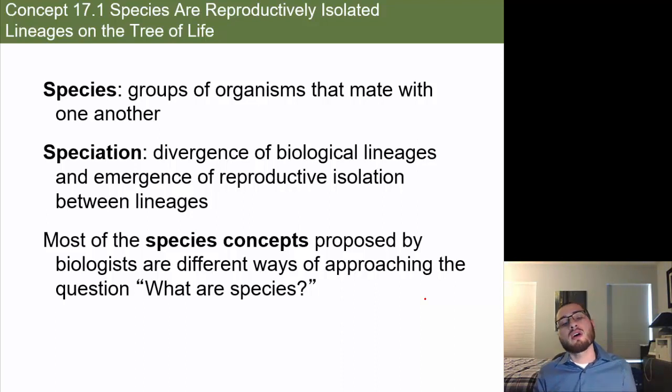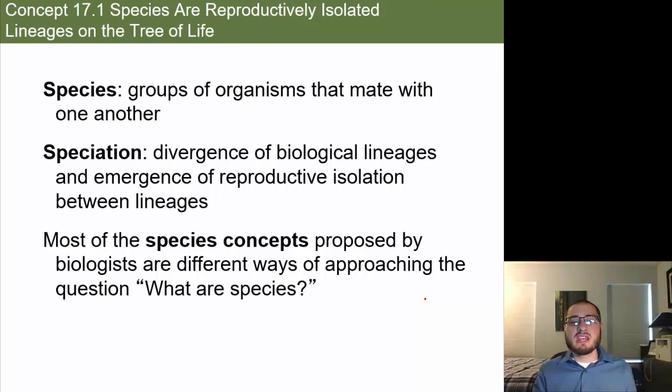Now, we'll talk more about where this gets a little wonky, but think of it as anything that's going to mate with one another. Obviously there are many different types of frogs, but one species of frog is not going to mate with another species of frog, even though they are frogs. So we're talking about specific groups of organisms.